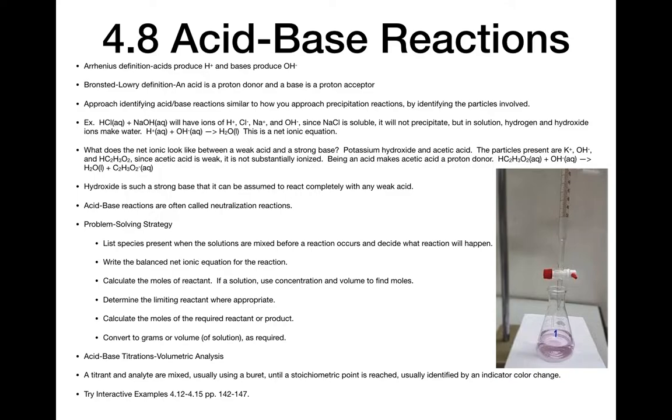NaOH is also a strong electrolyte, so it's Na plus and OH minus. Since I know that the combination of Na and Cl is soluble and will not precipitate, then I know that is really the spectator ions, and that it's a reaction between H plus and OH minus to make water molecules. That is my net ionic equation.